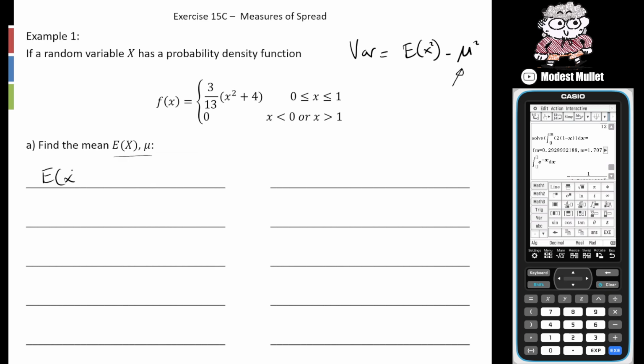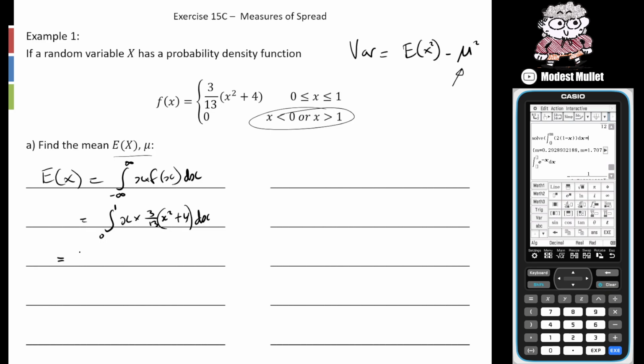So the expected value of x is equal to the integral from negative infinity to positive infinity of x times f of x, which is going to be, in our case, outside of 0 and 1 the distribution function is 0, so we can ignore those. So we just work with our domain that's important, which is 0 to 1. We get 3 on 13 x squared plus 4, and I've forgotten the x at the front of it. We need x times 3 on 13 (x squared plus 4), all in brackets, dx.